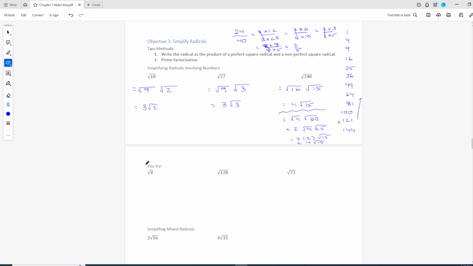So now what I want you to do is pause the video and try to simplify these 3 radicals. You can use your perfect squares to find which one goes into these numbers evenly, or you can prime factorize. Give it a go.